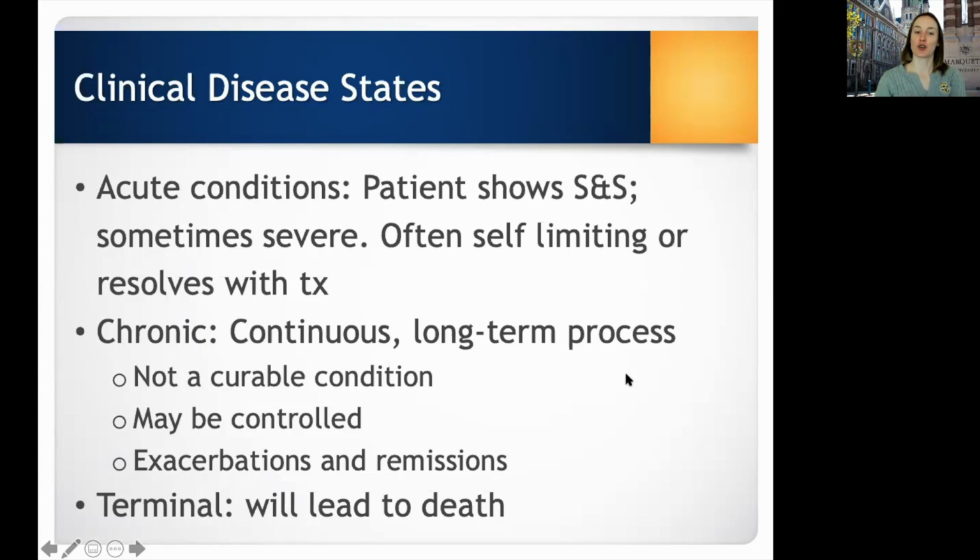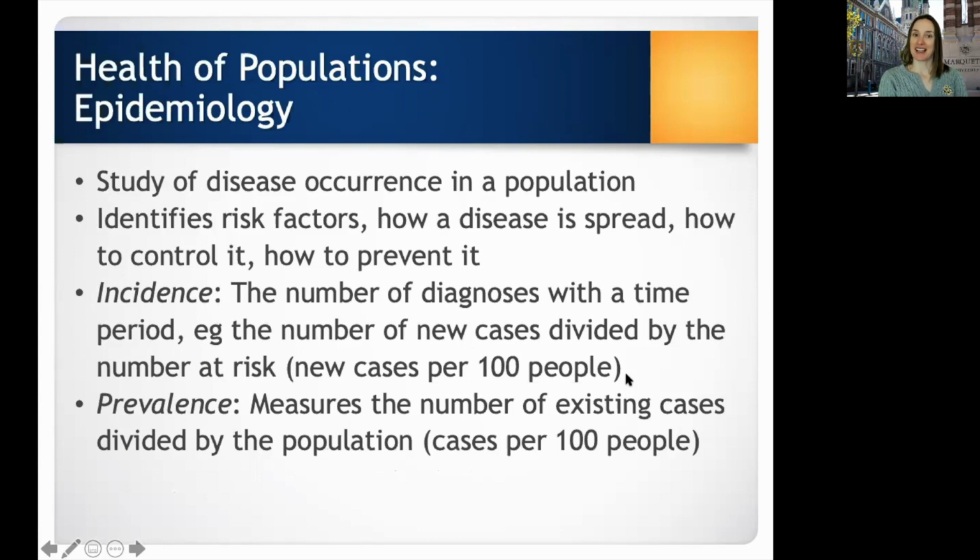And then there are chronic conditions. Those are continuous long-term processes. These are not curable conditions. They can be controlled and managed, but you might have periods of exacerbations where it gets worse and remissions when things get better. And then terminal diseases are when it eventually will lead to death. Epidemiology is the study of disease occurrence in a population.